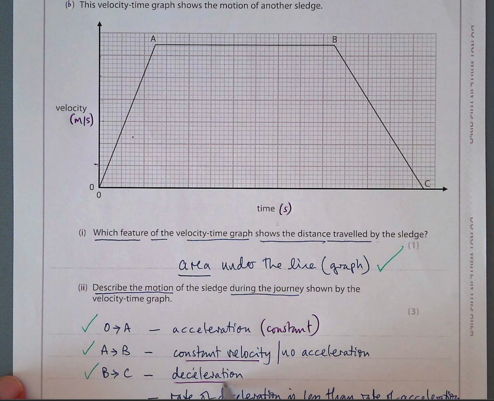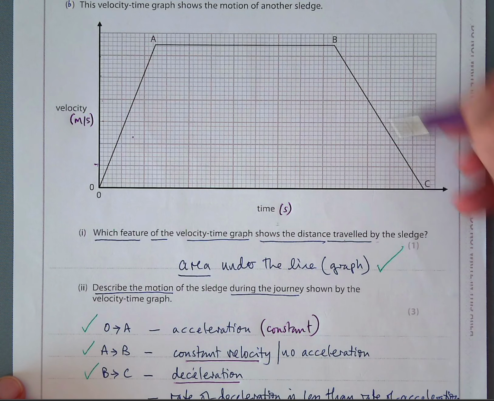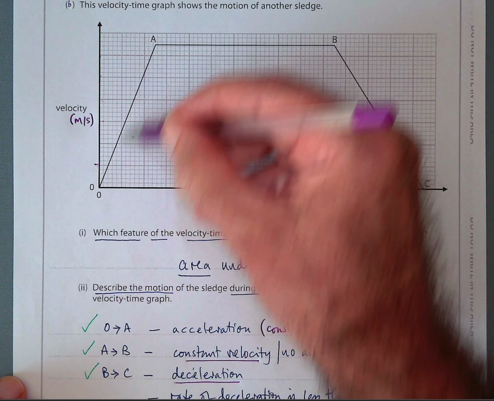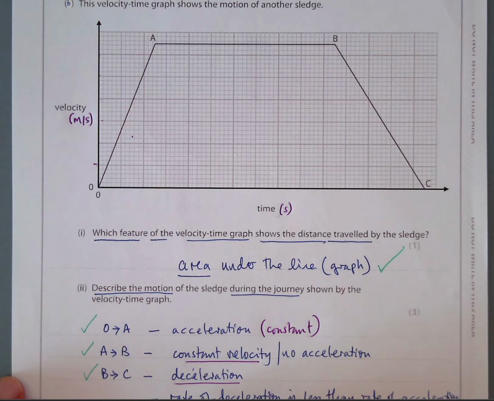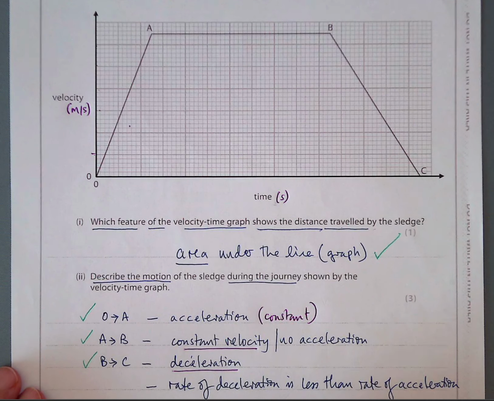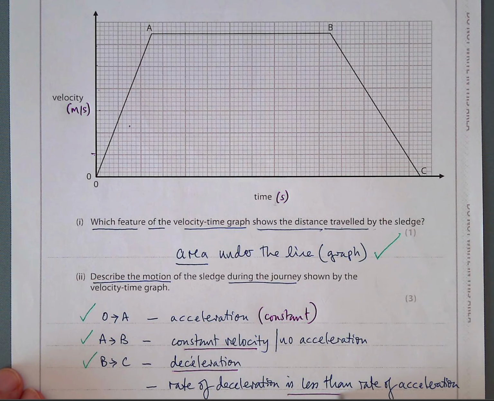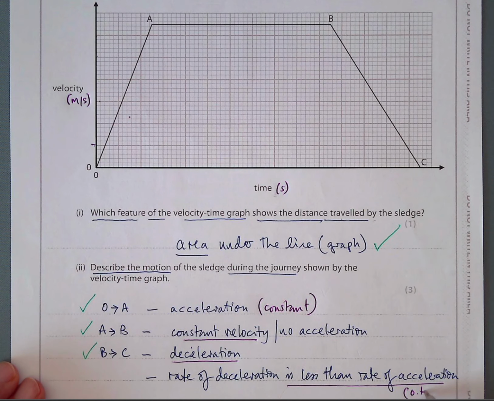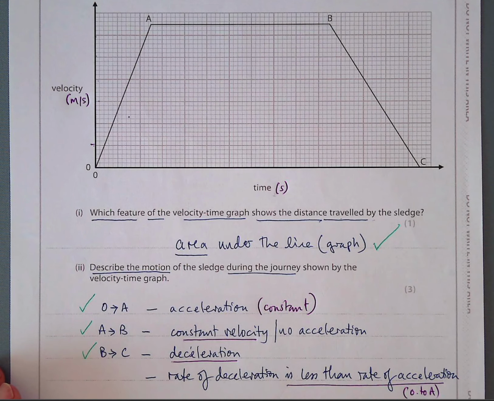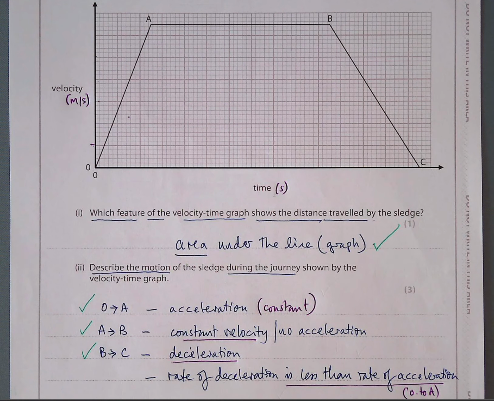Then deceleration for part C, B to C, is here. But you can see this slope is not as steep as this slope. So you should put something extra. For the third mark, we're not going to give you the third mark unless you add some detail. So the rate of deceleration, for example, you could say, is less than the rate of acceleration in O to A. Yes? So because it's less steep. So try to always add a little bit of detail if you want to get the full marks.